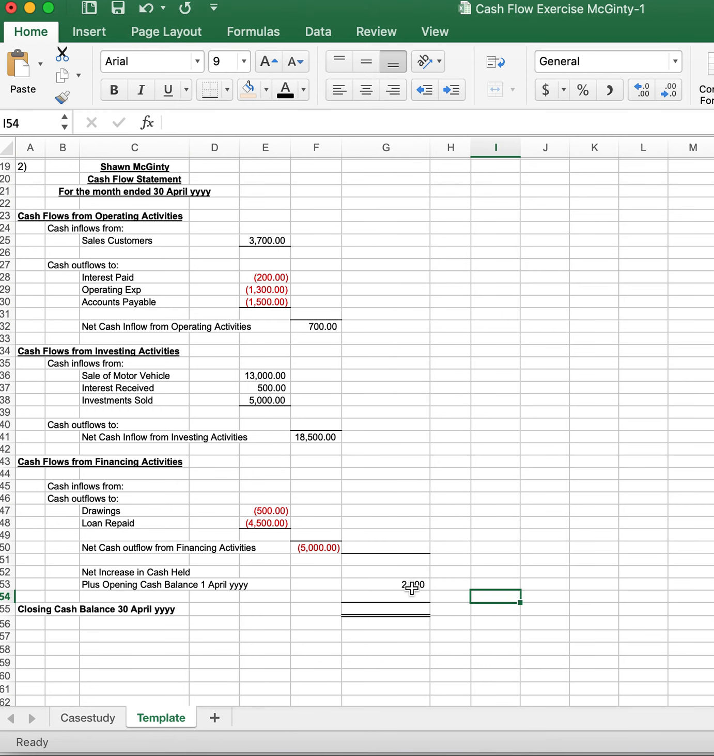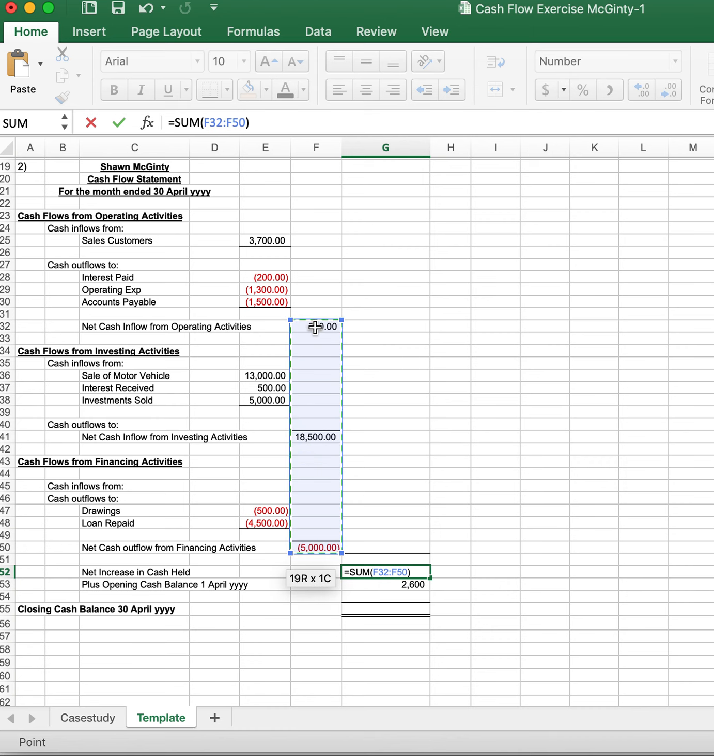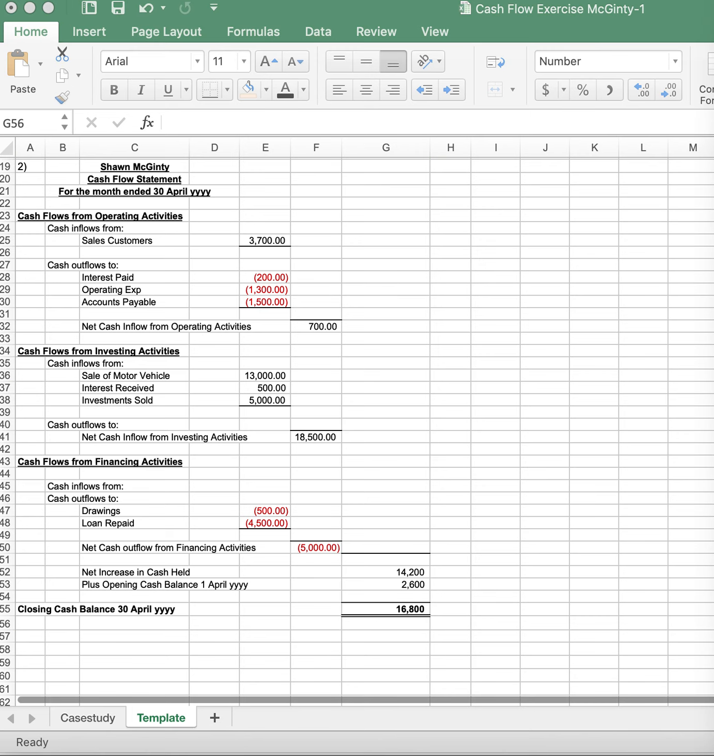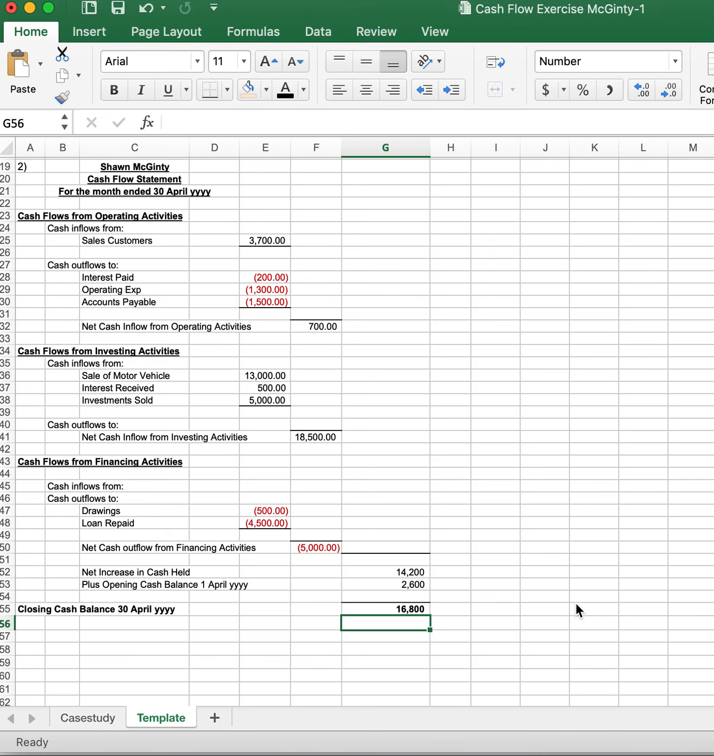Okay, the net increase in cash held. Well, I've already said increase, so they must know that it's an increase. So it'll be the total of these three anyway. So that's how much it's gone up. That's what we started with, and that's what we should have at the end. Equals that plus that. Yep, 16,800. Cool, agrees with the model answer.